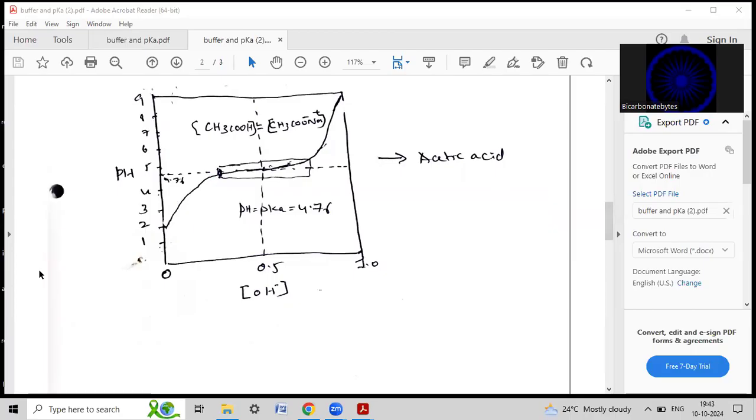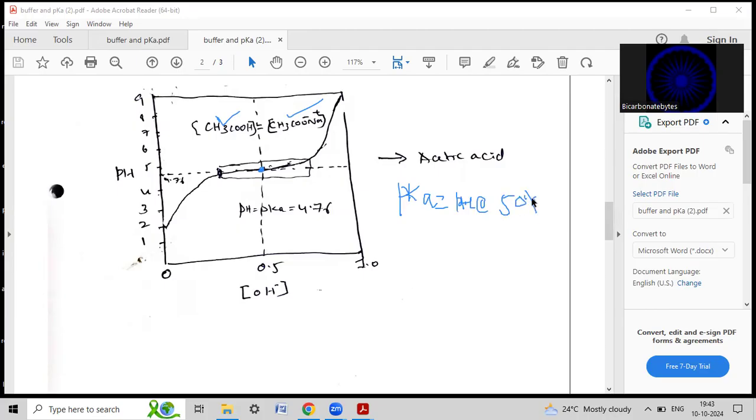Okay. Now, the other thing I would like you to appreciate is that at this pH, which is the pKa of the acid, the concentration of acetic acid left behind as acid will be exactly equal to the concentration of ionized acetic acid. So in other terms, pKa is simply the pH at which 50% of the acid is ionized. It's as simple as that.